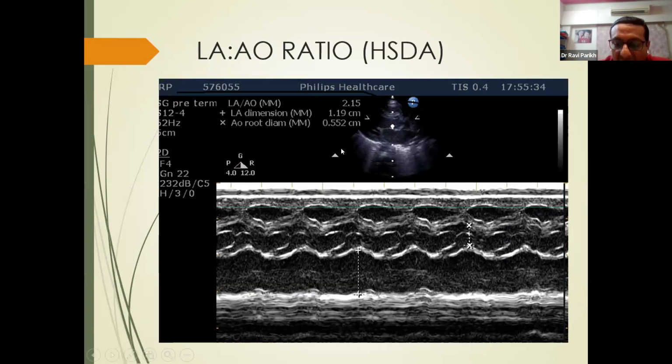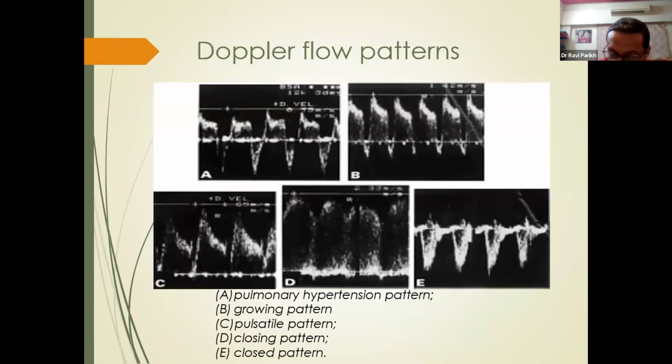1.15, which is significant. So more than 1.5 of LA:Ao ratio is also significant. So first we have learned: is the duct there? Yes. If the duct is there, what is the duct size? Then what is the shunt of the duct? And then LA:Ao ratio. Now, the fourth thing is Doppler flow patterns.